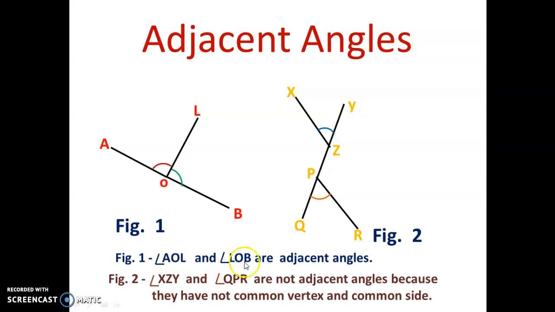Angle AOL and angle AOB are adjacent. Angle XZY and angle QPR are not adjacent because they don't have a common vertex and common sides. So this is the description of adjacent angles.